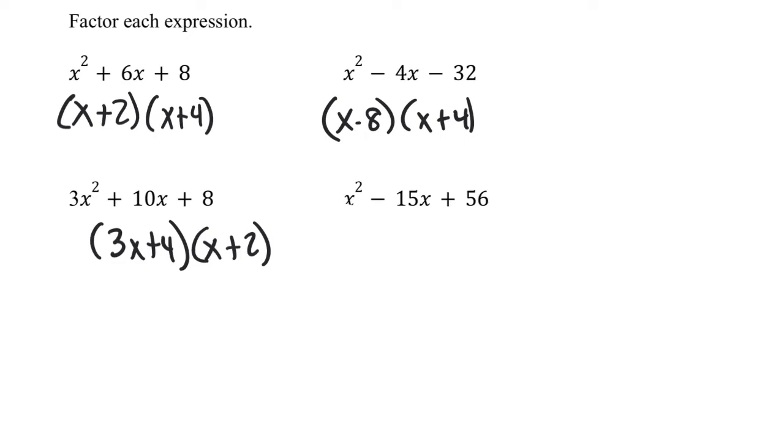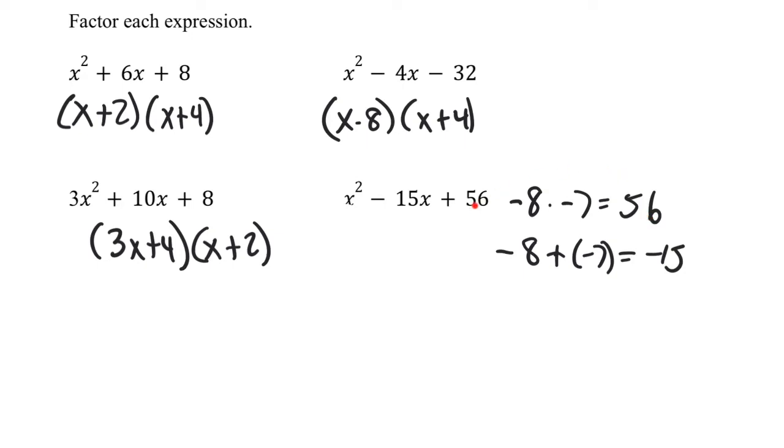Alright, now let's move on to the next one. On this one I'm looking for two numbers that'll add together to give me negative 15, but multiply to give me positive 56. If I use negative 8 and negative 7, that'll give me positive 56. Negative 8 plus a negative 7 will give me negative 15. So that checks out because negative 15 matches up with my B.